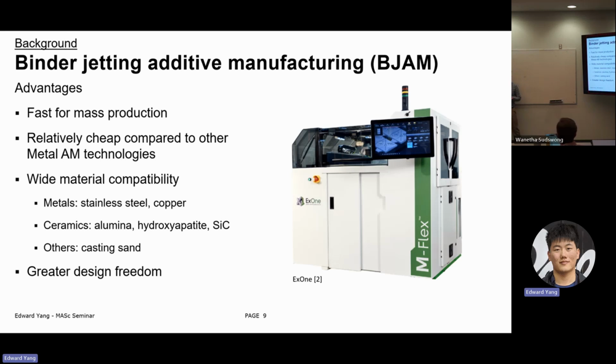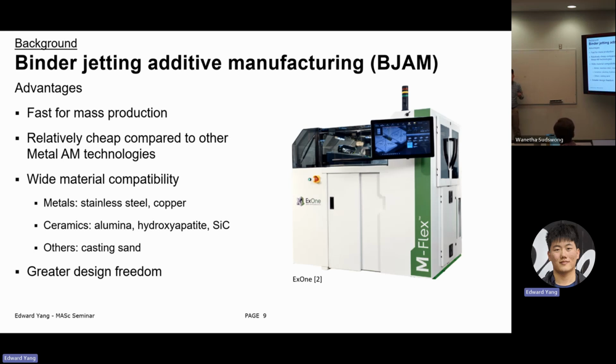We're not depositing material one by one. We're doing kind of a mass sweep across the bed. It's relatively cheap compared to other additive manufacturing technologies, and there's a wide material compatibility. So it works with typical materials such as stainless steel, but also copper, which is highly reflective and has challenges with other additive manufacturing processes. It works with ceramics, and it also works with casting sand.